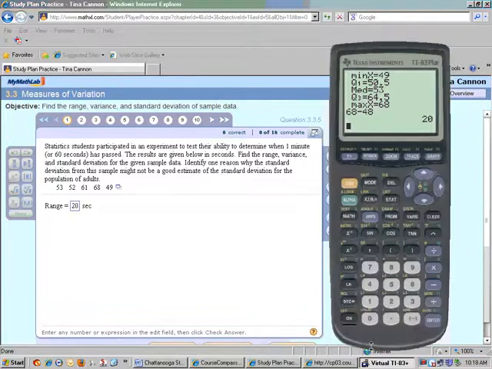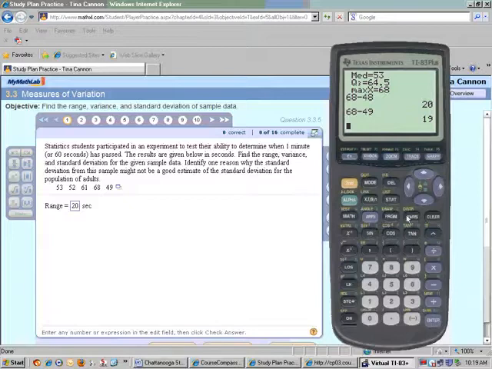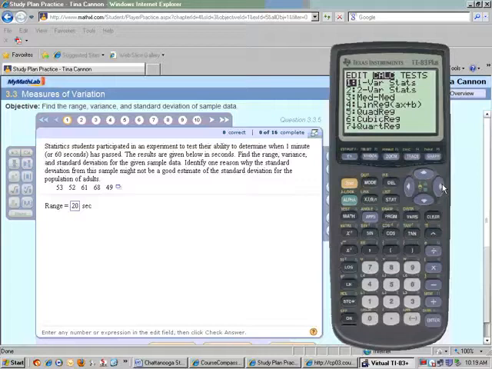So let's go back to our calculator and make sure I typed in everything correct. I have 53, 52, 61, 68, 49. So my range is the high value minus the low. So my high value in my list was what, 68, and my low is 49. So second quit, 68 minus 49. I get 19. Oh, I made a mistake. So let's go back and push this again. And sometimes this happens. You have to double check yourself and see what's happening.